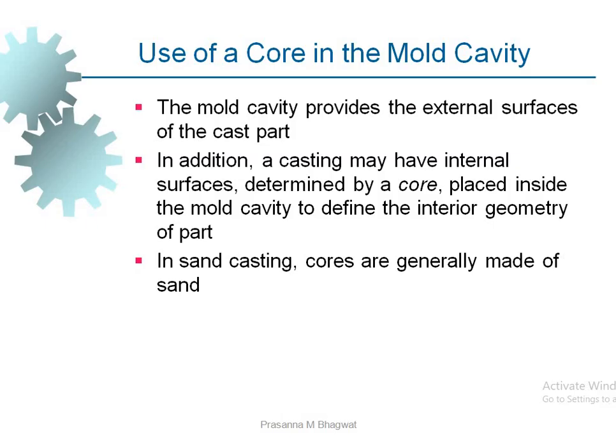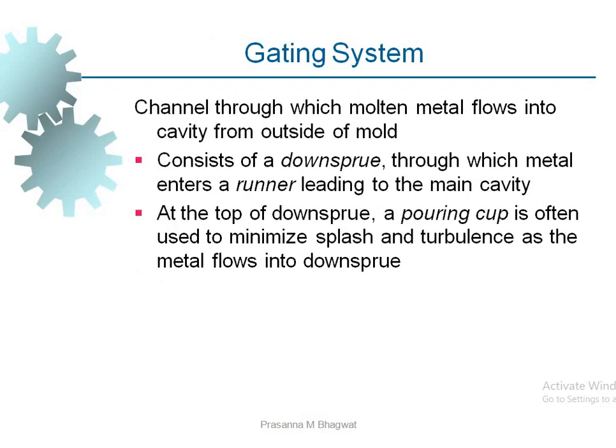in the casting. So the mold cavity provides the external surface of the cast. In addition, casting may have an internal surface determined by the core placed inside the mold cavity to define the interior geometry of the part. Generally, when you require a hole in the casting, you can go for the cores. And these cores are generally made up of different types of sands.